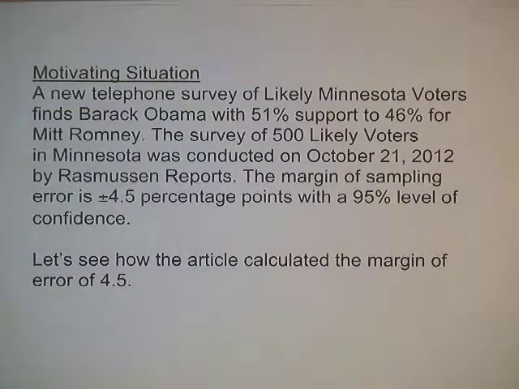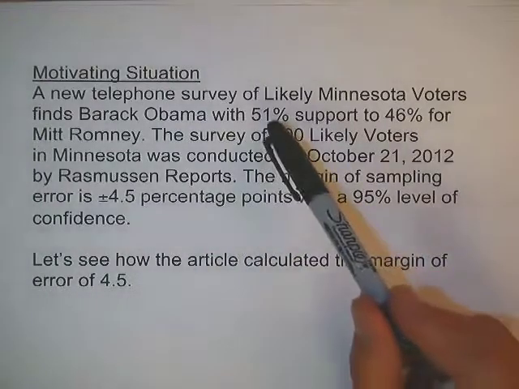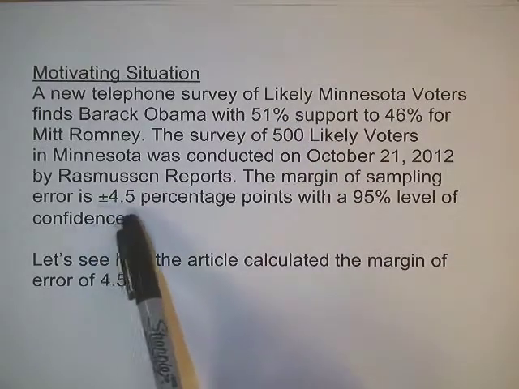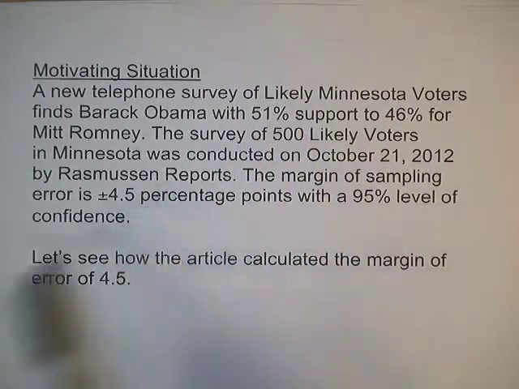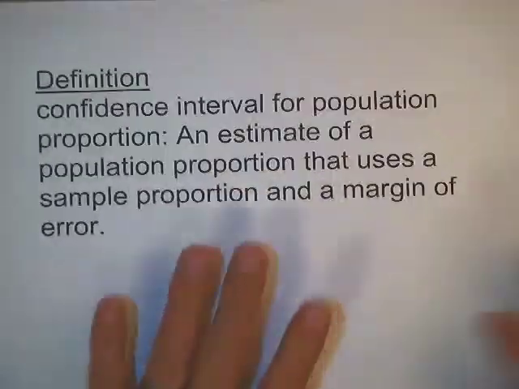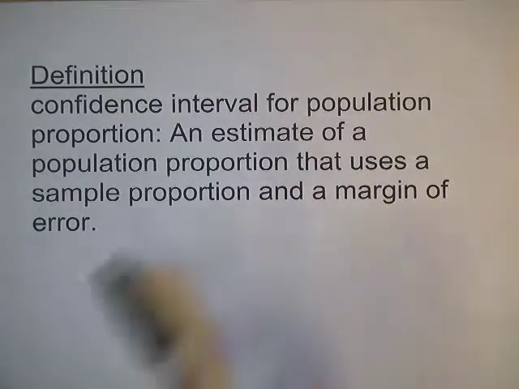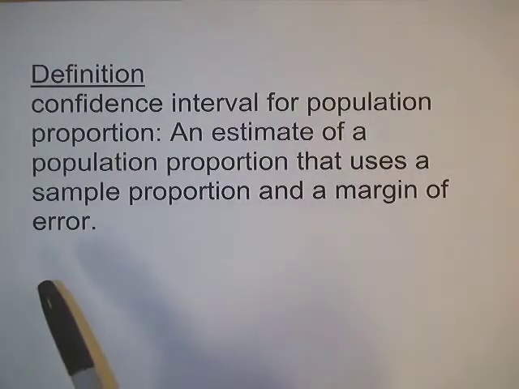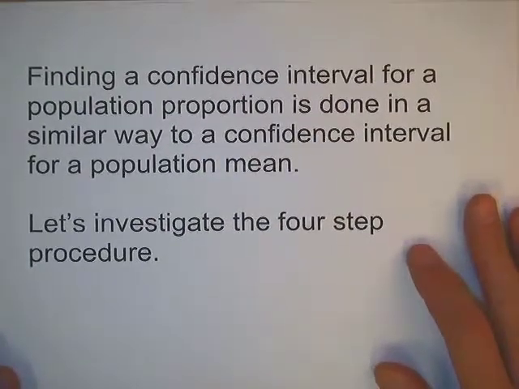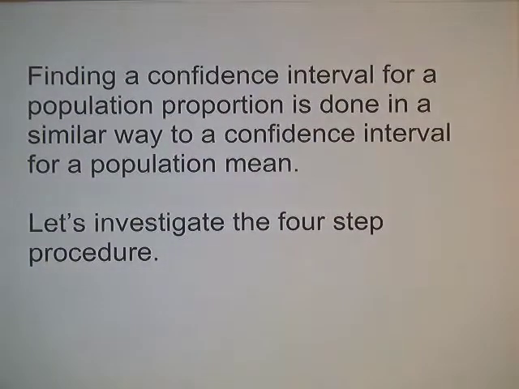So let's see how the article calculated the margin of error of 4.5. Now, the 51% paired with the 4.5% makes up what we call a confidence interval. In this case, it's a confidence interval for a population proportion. That is an estimate of the population proportion that uses a sample proportion and a margin of error. Finding a confidence interval for a population proportion is done in a similar way to a confidence interval for a population mean. So let's investigate the four-step procedure.